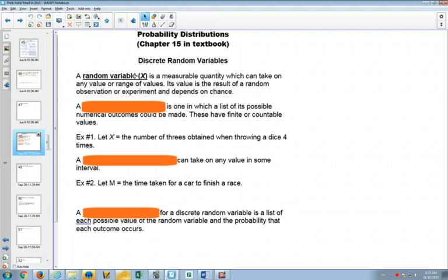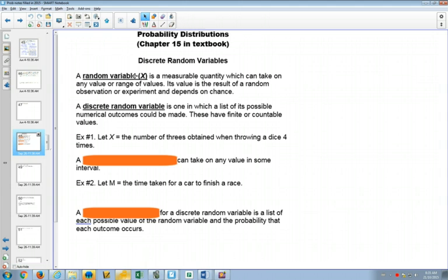So a random variable is a measure of a quantity which can take on any range of values. And if it's a discrete one, then there's only countable things that could happen. It could happen once, twice. You know, there's certain ones that could happen, but you can count them up to a certain amount. So an example of that is if you roll a dice 4 times, how many 3s could you get? Well, you could get 4 3s if you roll it 4 times. You could get 0 3s if you roll it 4 times. But you could also get 1, 2, and 3. So there's 5 different countable values that you could get.